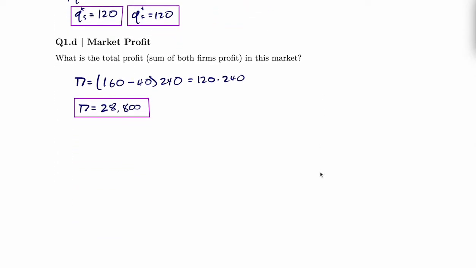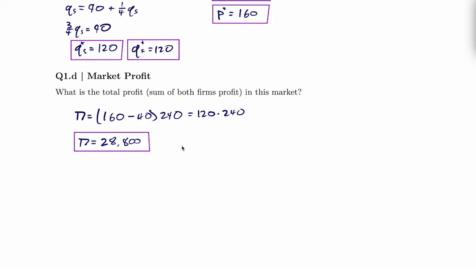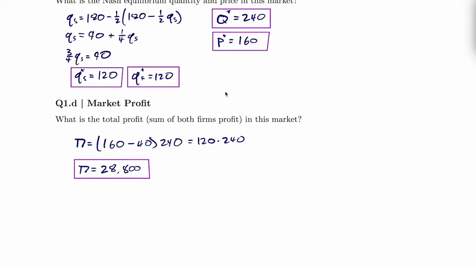All right. And then the market profit, so the total profit for both firms in the market, is just going to be the price minus the marginal cost. And we can just do this in this way because both firms have the same marginal cost. We'll see an example where that isn't true in a different demo. And then we multiply it by the quantity in the market, which is 240. So we multiply 160 minus 40 times 240, which comes out to be 120 times 240, which gives us this number.